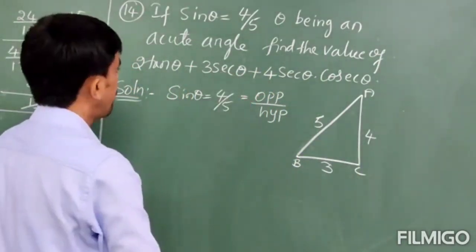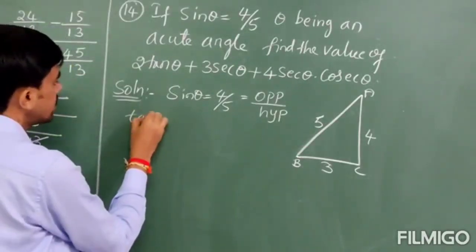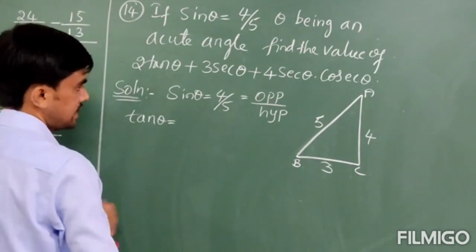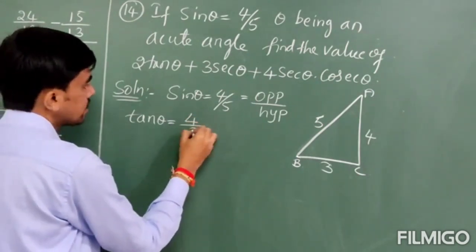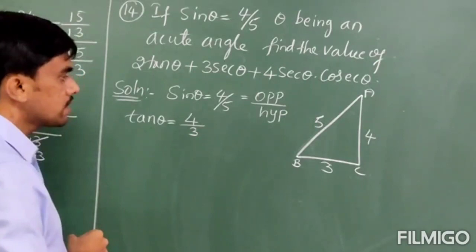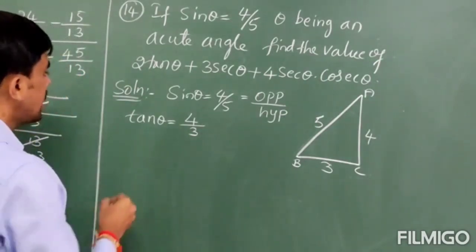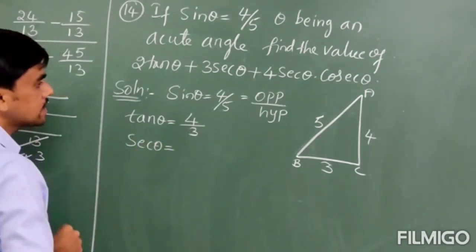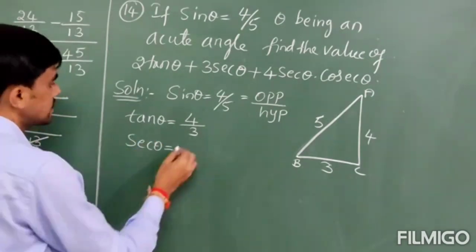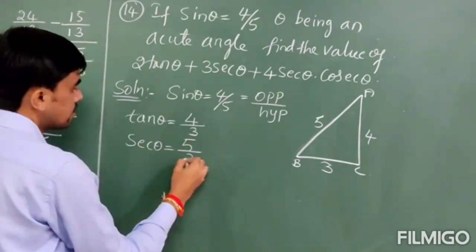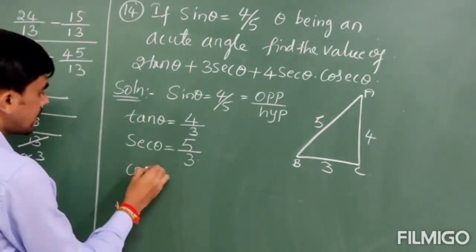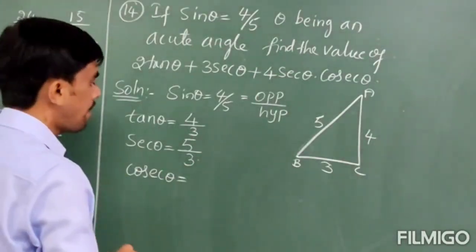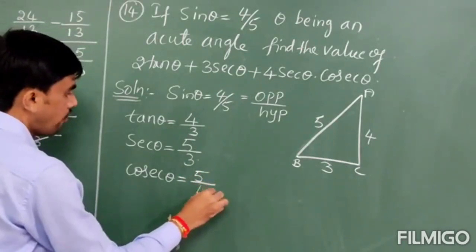For our problem, first we have to write tan theta. Tan theta means opposite by adjacent. That is 4 by 3. Secant theta is hypotenuse divided by adjacent. That is 5 by 3. Next, cosecant theta is hypotenuse divided by opposite. That is 5 by 4.